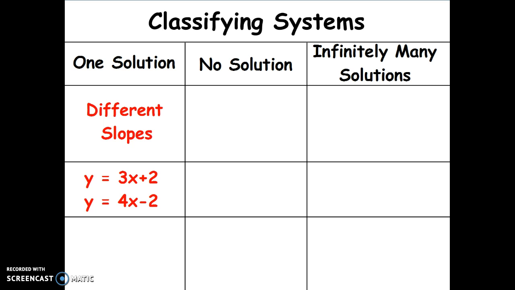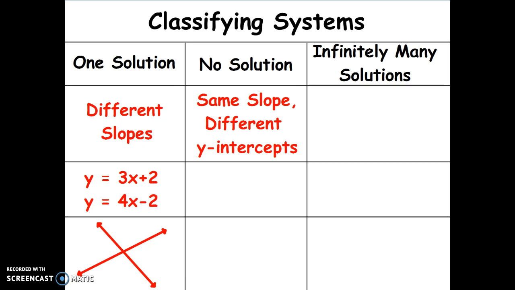y equals 3x plus 2 and y equals 4x plus 2. Notice that the slopes are different. That means that there's only one solution. What the graph will look like is two intersecting lines that meet at a point, which is your one solution.